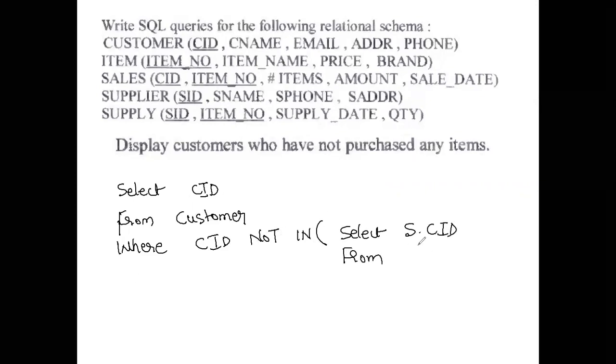Which table? It is the sales table. So sales, yes, that's it. Simple. Even if multiple CIDs are present, it doesn't matter because it is a set minus operation and not in is used.